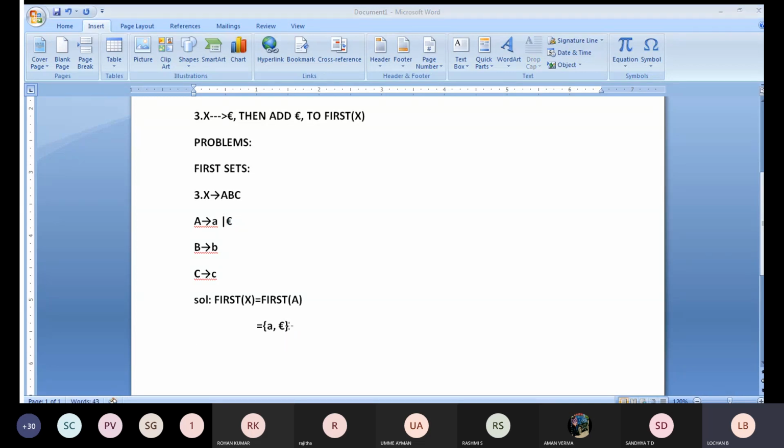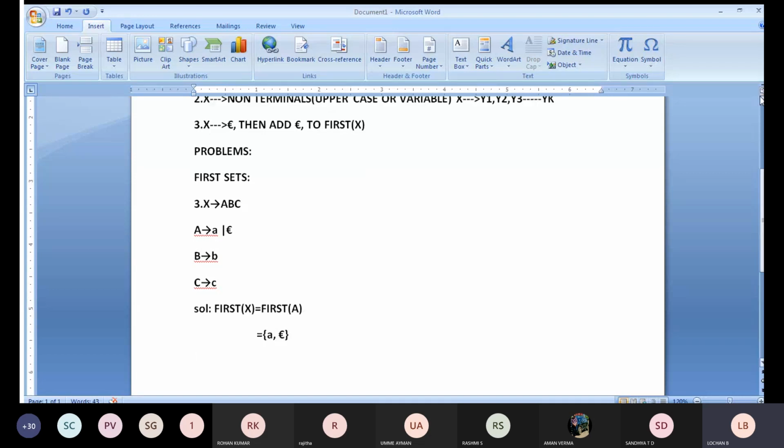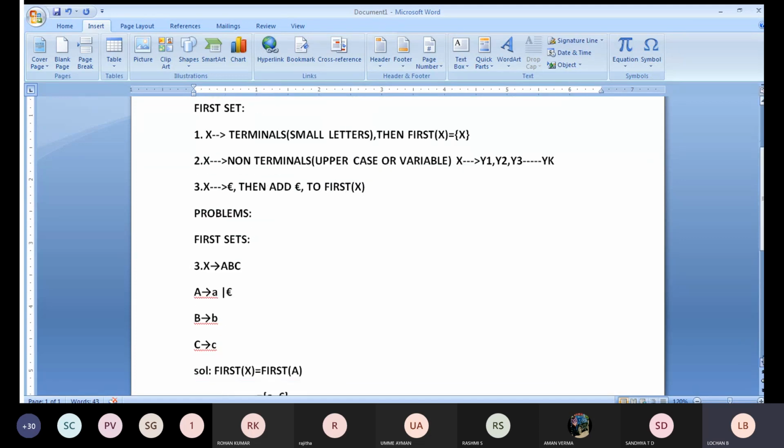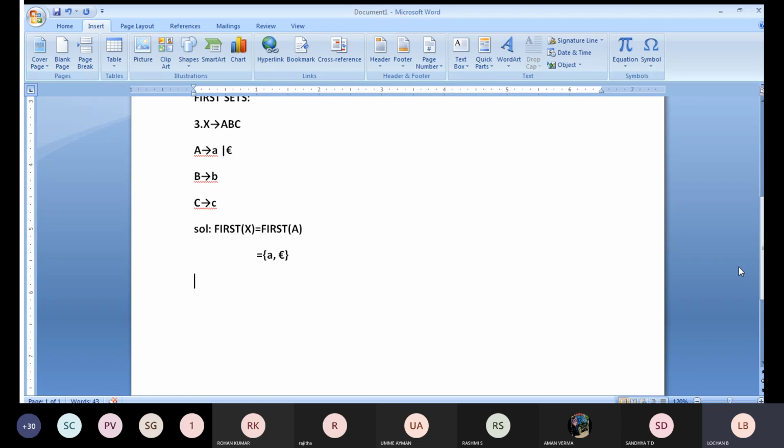So whenever epsilon is there, I'll repeat once again. Whenever you're going to get the epsilon part, that is what step 3 says: whenever you're going to get the epsilon, add epsilon to the first of X. Just observe here. We have completed the A part. Next you have to move with respect to the B part. For example, A we have completed the production, yes or no? In the A you got A as well as epsilon. I have written A as well as epsilon.